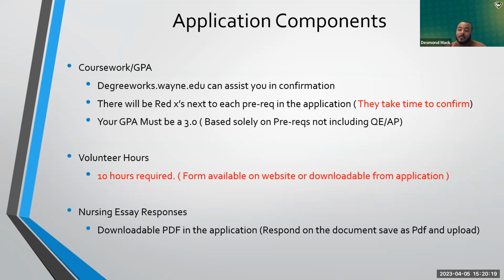Another thing to talk about when it comes to prereqs: when you get inside the actual application, you will see the spot that lists off the prereqs. It lists off each one of the prerequisite courses individually, and there'll be these red X's next to each one of the prereqs in the application. That can be really alarming for students.